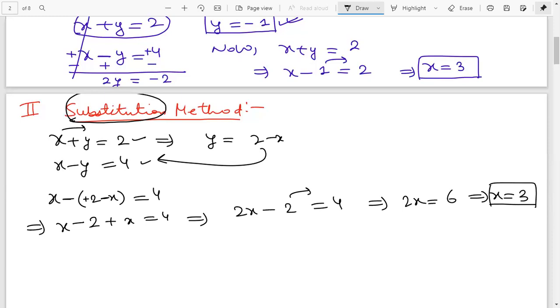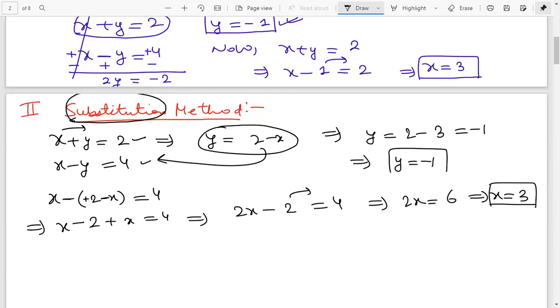And how do we get the y value? y we will get from here. y was 2 minus x. So y will be 2 minus x. x is 3, so that is minus 1. Hence we can say y is minus 1. So we got both the values of x and y. So this is an example of the substitution method. Substitution is substituting the y or x value from one equation into the second equation.